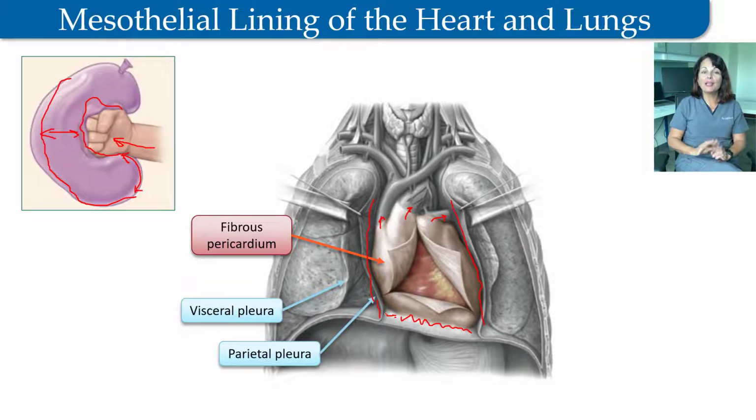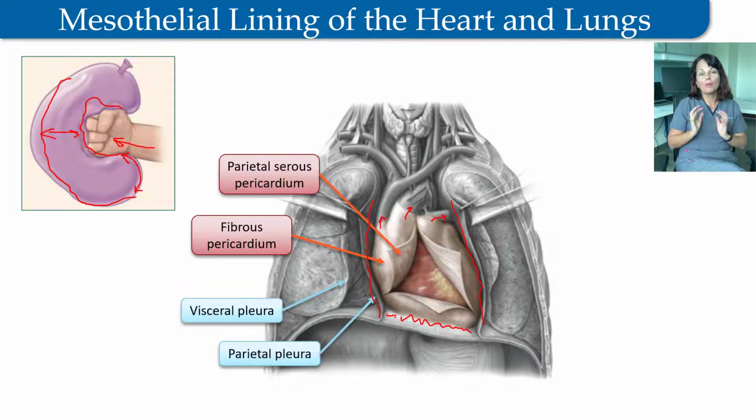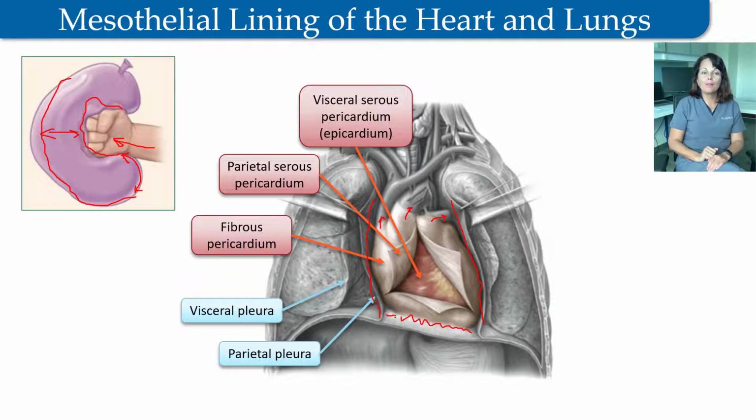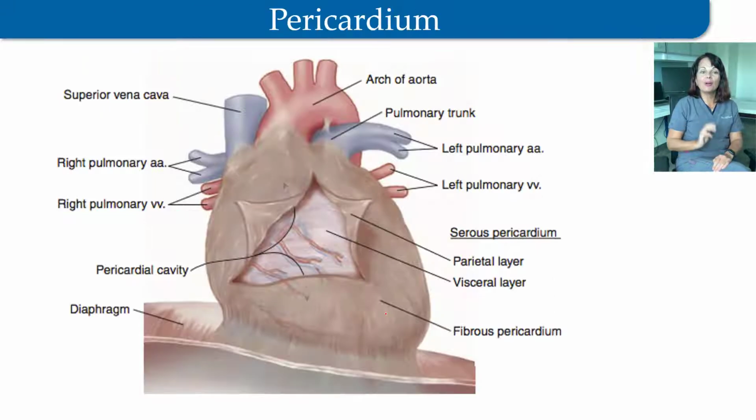Analogous to the layers of the pleura, which we discussed, the layer of serous pericardium that adheres to the inner surface of the fibrous pericardium is called the parietal one, while the one lining the surface of the heart is the visceral layer. At the great vessels, the parietal layer separates from the fibrous pericardium and continues with the visceral layer on the surface of the heart.